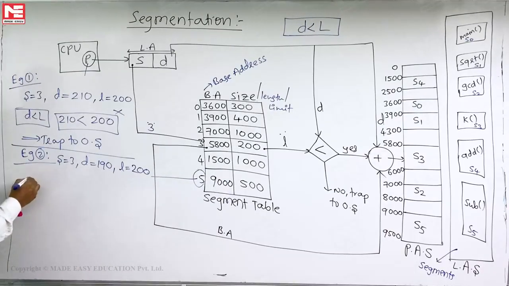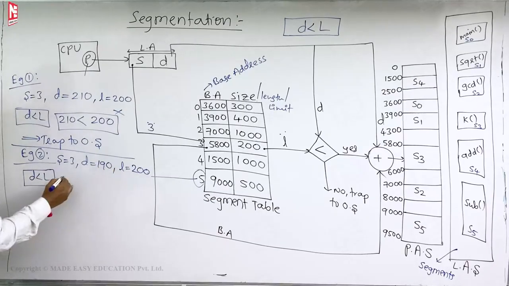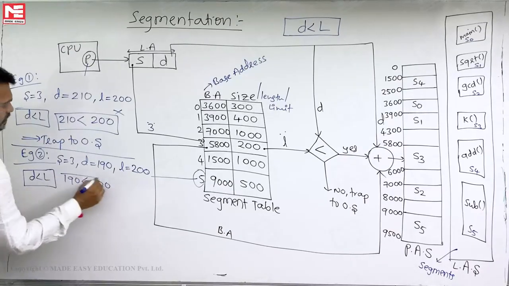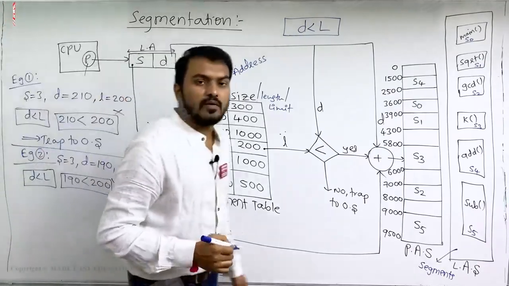Now the same thing, you do the comparison. D should be less than L. Now D less than L: 190 less than 200. Is the condition satisfied here? Yes. 190 less than 200, that is true here.